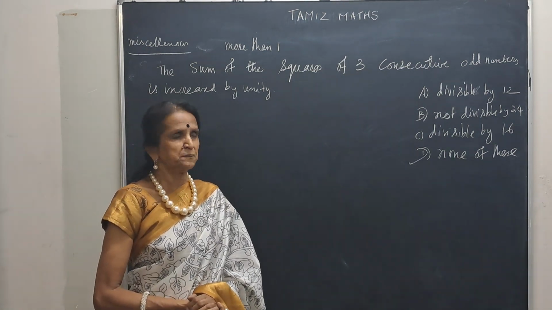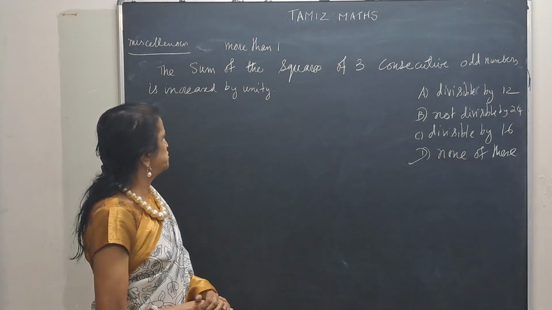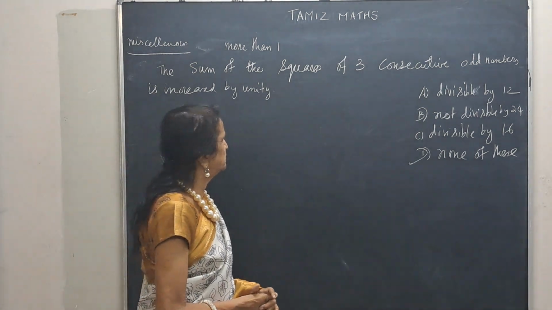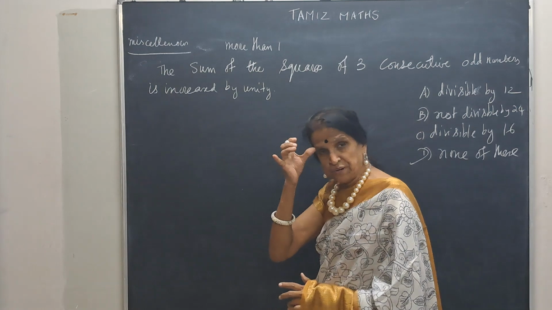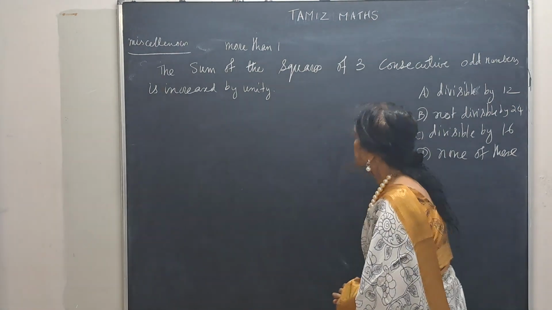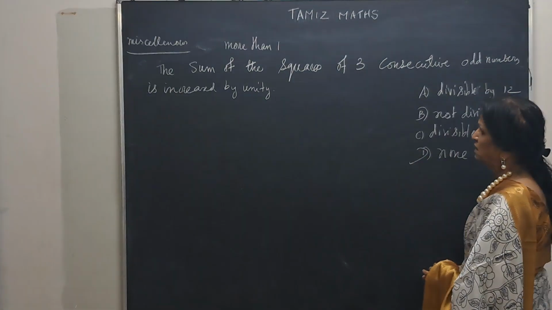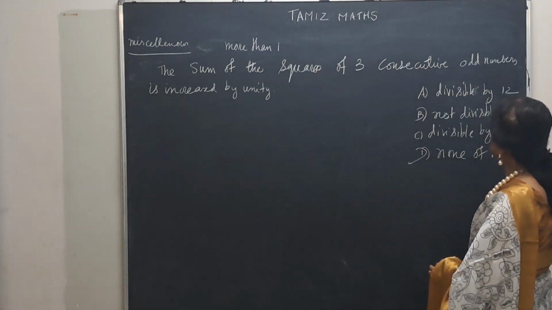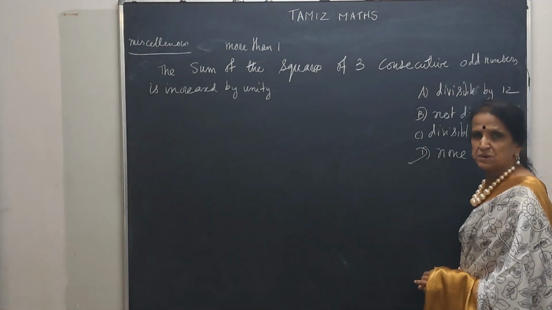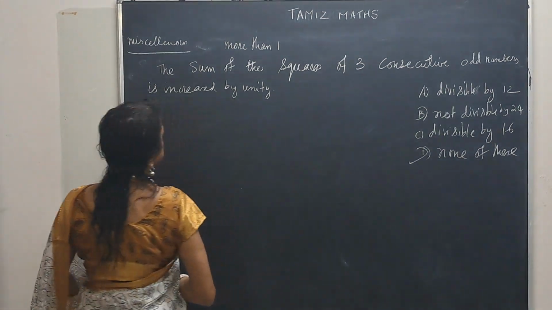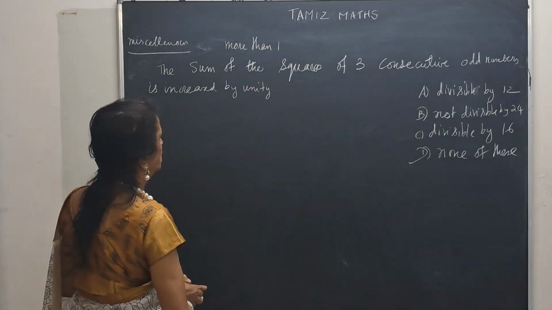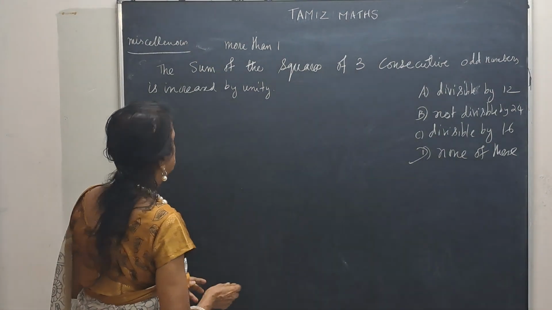More than one correct. The sum of the squares of three consecutive odd numbers is increased by unity. Then, it is divisible by 12, not divisible by 24, divisible by 16, or none of these. The sum of the squares of three consecutive odd numbers is increased by unity.